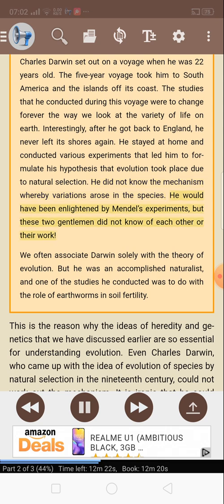He would have been enlightened by Mendel's experiments, but these two gentlemen did not know of each other or their work. We often associate Darwin solely with the theory of evolution. But he was an accomplished naturalist, and one of the studies he conducted was to do with the role of earthworms in soil fertility. This is the reason why the ideas of heredity and genetics that we have discussed earlier are so essential for understanding evolution.